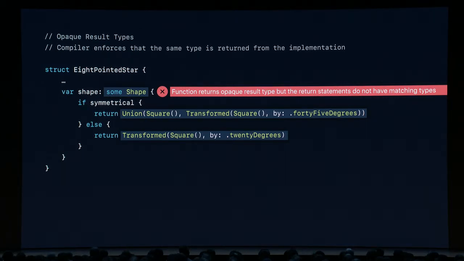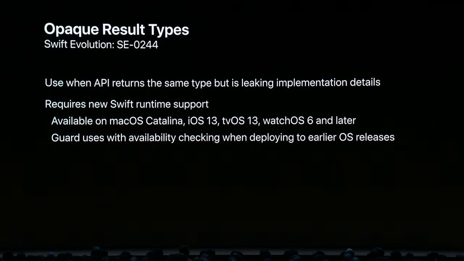Opaque result types are available in Swift 5.1, and you can read more about them in our documentation. Note that this feature requires a new Swift runtime, so it will only work on newer Swift OSs. If you have code that backward deploys, you can use this feature, but you need to guard the uses with static availability checks.